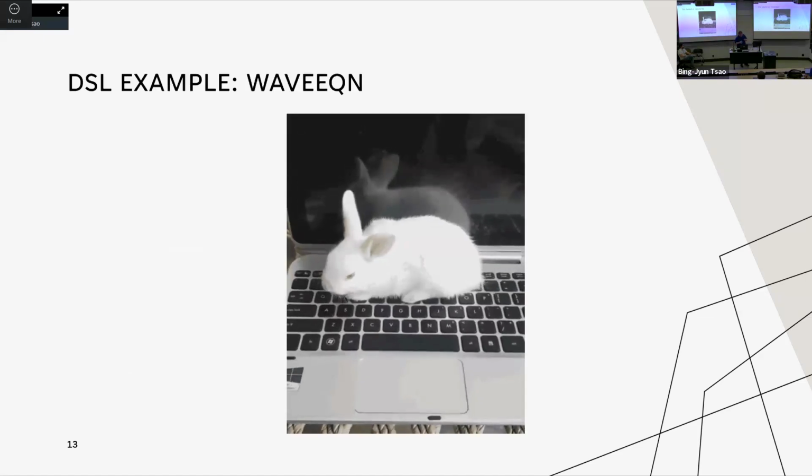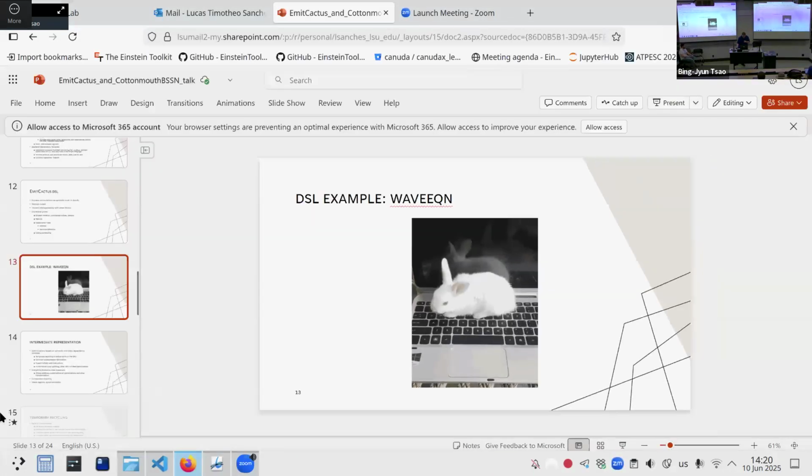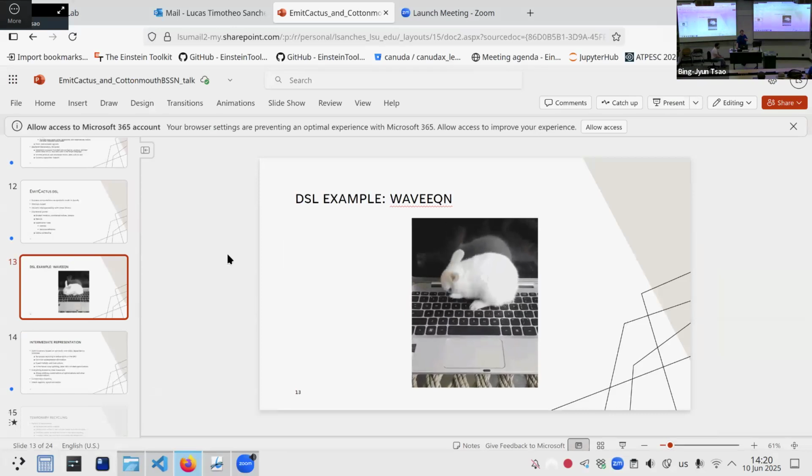So at this point, I would like to jump out a bit and give a little surface level view of what a very simple wave equation recipe looks like. But before I do that, are there any questions?